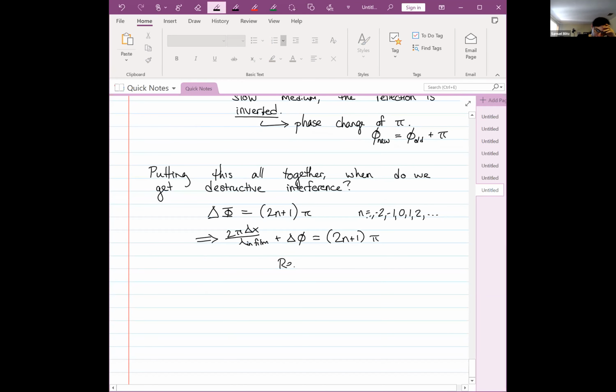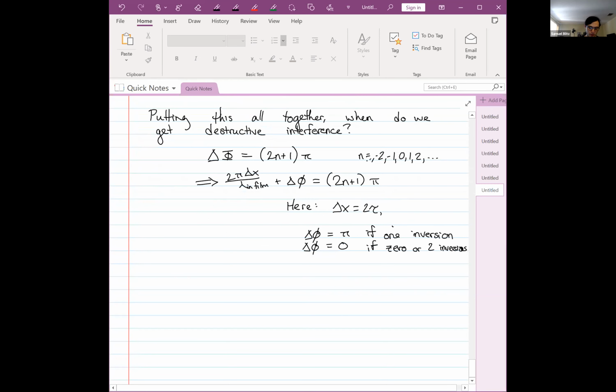And remember, it was 2 minutes ago, delta x is 2 tau, and delta phi, little phi, is equal to pi if there's exactly one inversion, meaning that one of them gets that extra phase change, but the other one doesn't. And the difference in phase constants is 0 if there are 0 or 2 inversions. If they both invert, then they both get this extra phase of pi added, so the phase difference is still 0. And if neither of them invert, then the phase difference is also still 0.